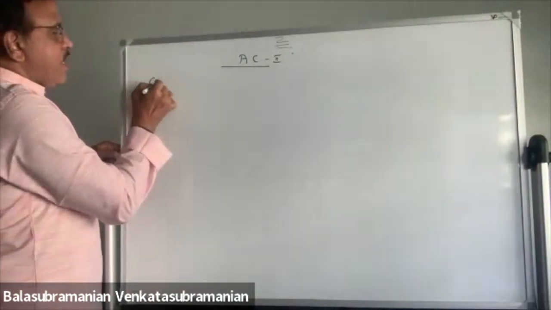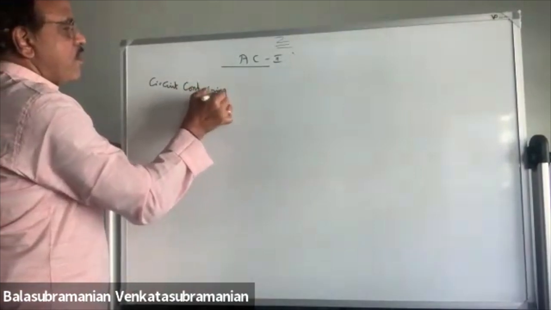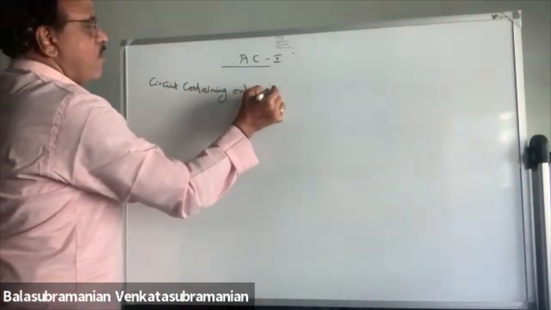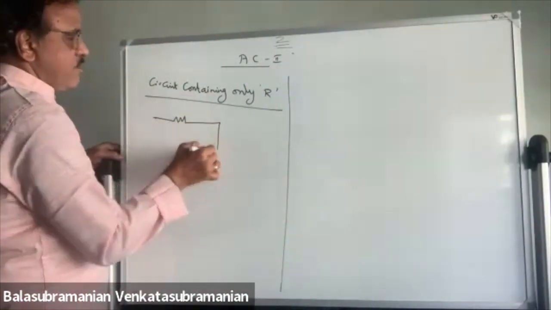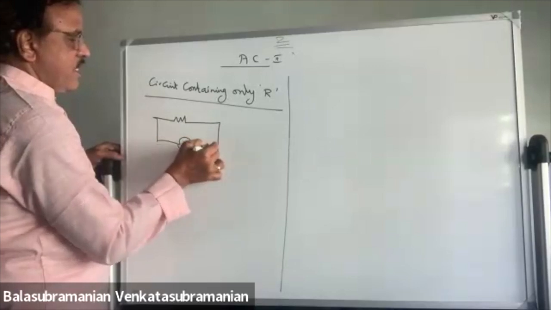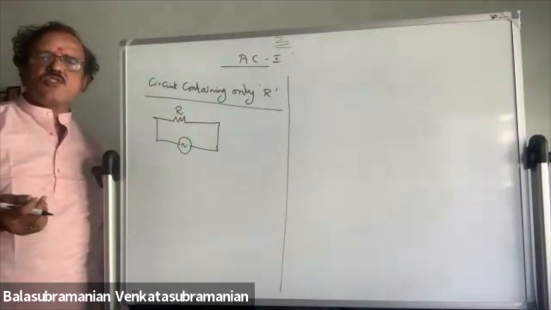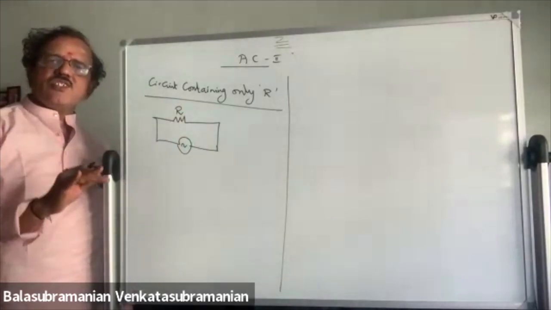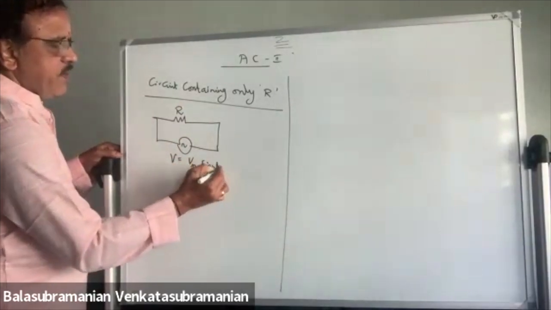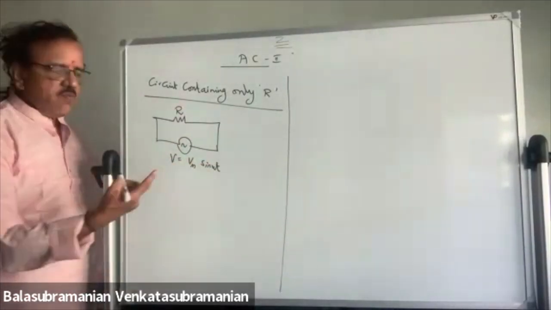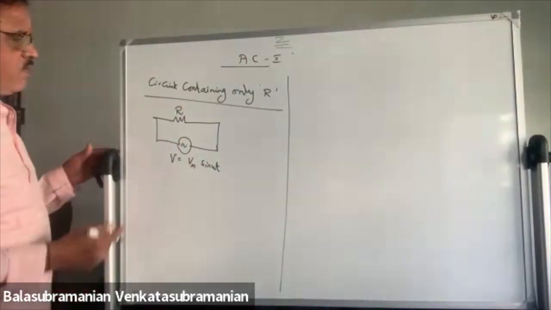Circuit containing only resistance. Only R. Resistor connected with AC generator. This is AC generator. AC generator principle, you know, conversion of mechanical energy into electrical energy, producing an EMF of Vm sin omega t or Em sin omega t, where Vm is the maximum value of voltage. Okay, fine.